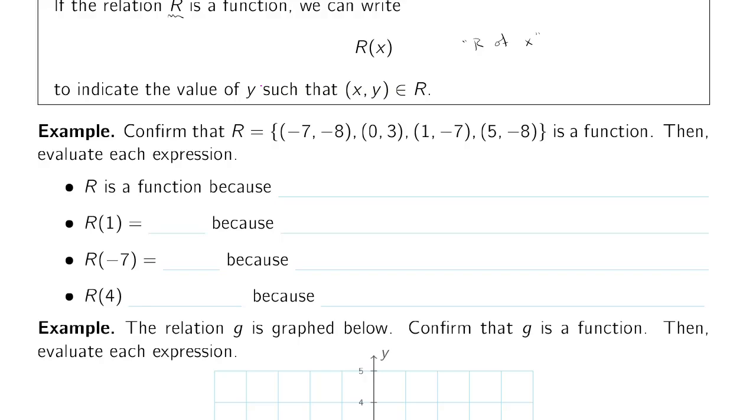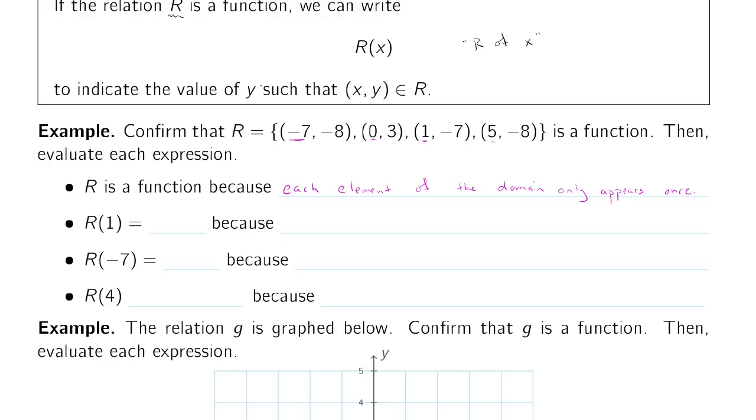So how do we know that R is a function? Well, look at the elements of the domain. We have -7, 0, 1, and 5, and each of those only appears once. Each element of the domain only appears once, so we know we're looking at a function.